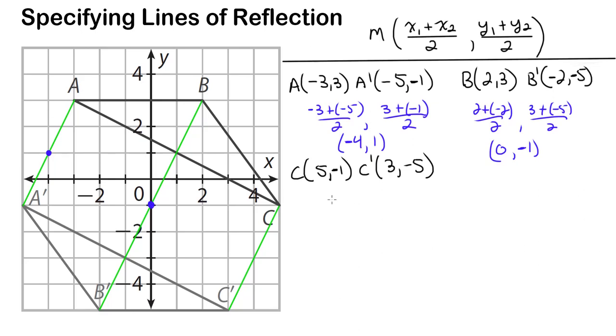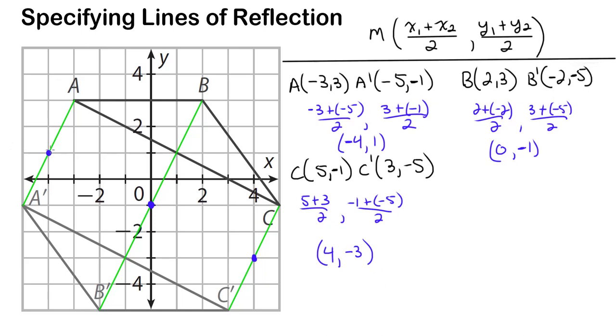So now for the midpoint of C prime, we have 5 plus 3 divided by 2, comma, negative 1 plus negative 5 divided by 2. 5 plus 3 is 8, divided by 2 is 4. And negative 1 plus negative 5 is negative 6, divided by 2 is negative 3. So our midpoint of C prime is at 4, comma, negative 3, which is right here. And once again, to get from C prime to C is up 4, right 2, and half of that is up 2, right 1.